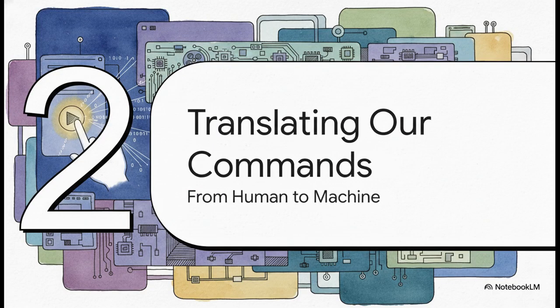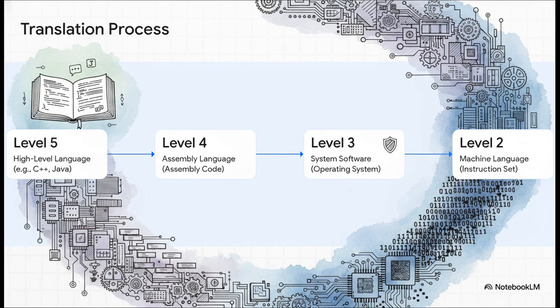Okay, so you click play on Netflix. How does that one simple human command actually turn into a movie playing on your screen? Well, that command has to be translated. It gets passed down through all these different layers until it becomes a language the machine can physically understand. It's a whole chain of command. And this is basically the ladder it has to climb down.